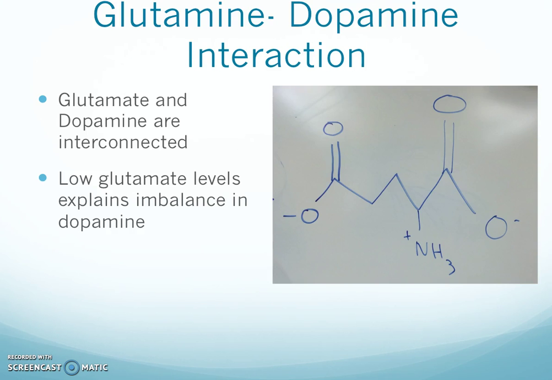Another hypothesis that predicts the mechanisms behind schizophrenia is the glutamate-dopamine interaction. Glutamate is another type of neurotransmitter in the brain, and glutamate and dopamine are highly interconnected. Inadequate levels of glutamate in the brain explain the imbalance of dopamine in the brains of schizophrenic patients. Some brain areas will have too much dopamine and some will have too little.